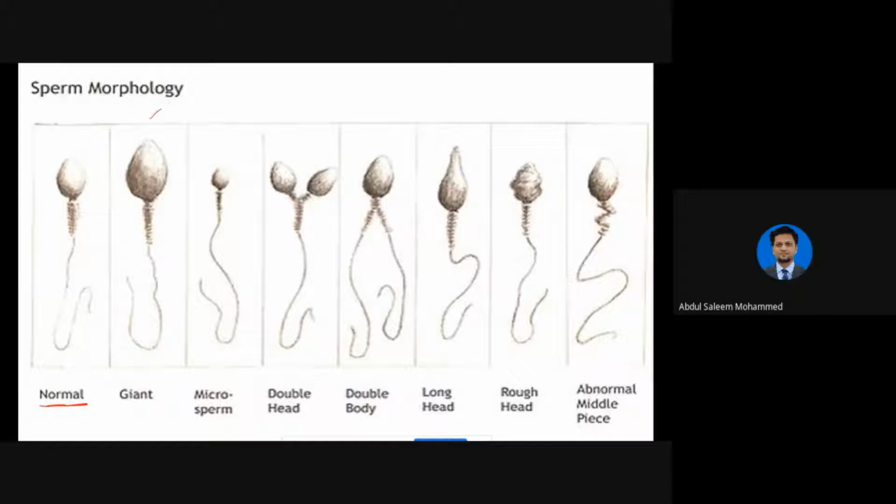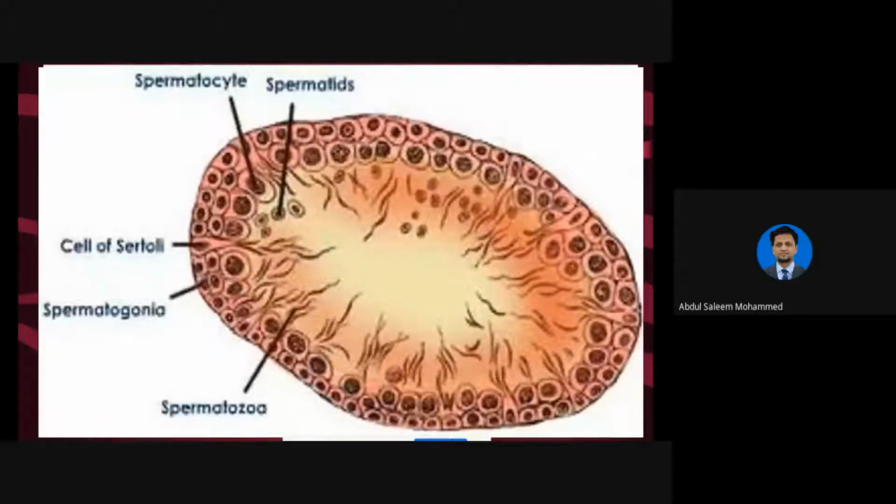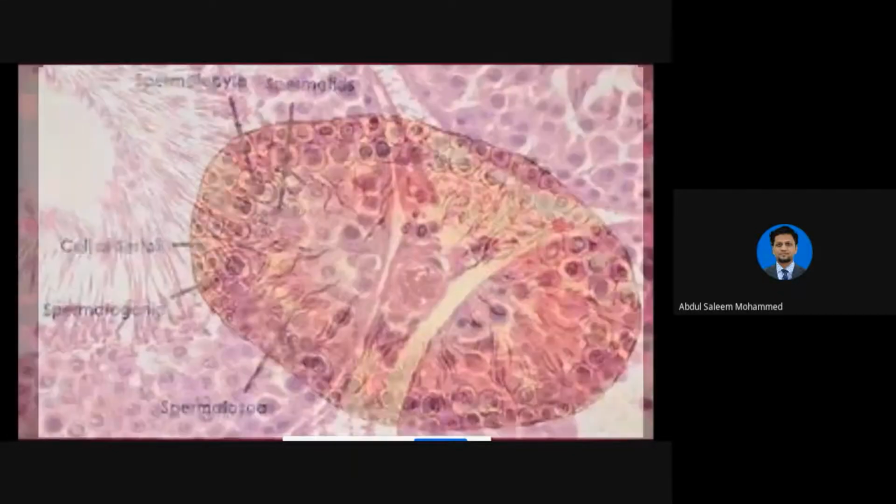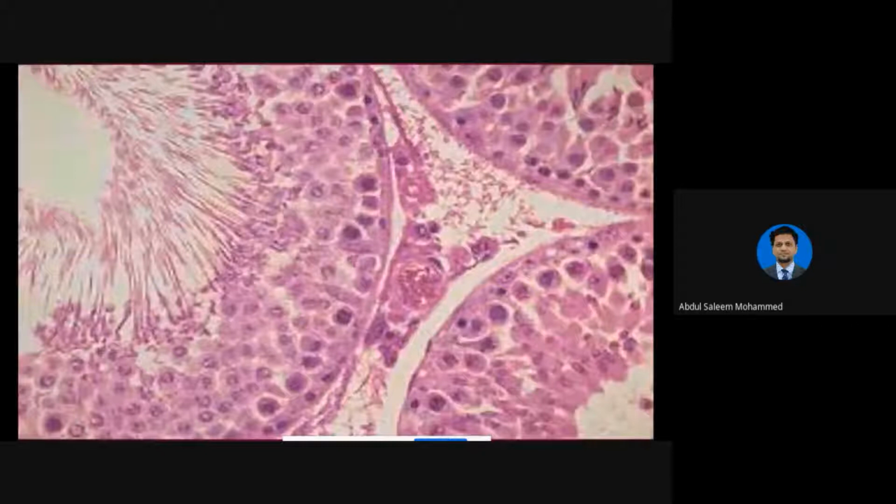And then here we can see this picture, the head of the sperm is prolonged, it is projected, and then the head is roughly textured, and you can see the middle portion of the sperm, the middle piece, is abnormal. And this is the transverse section of the seminiferous tubules. This is the animated one, or the sketch of the seminiferous tubule. This is the actual slide diagram, what you see under the microscope.